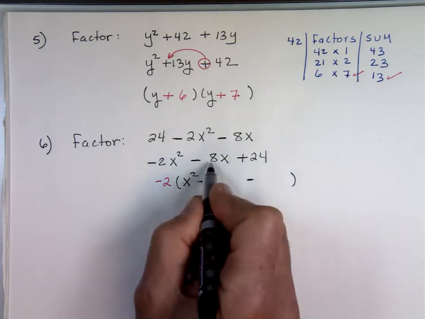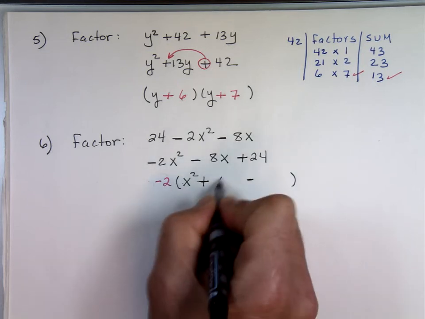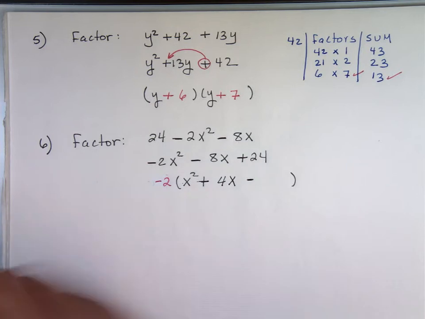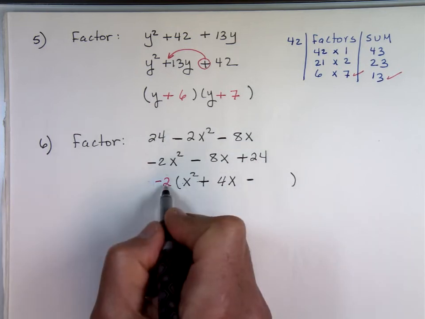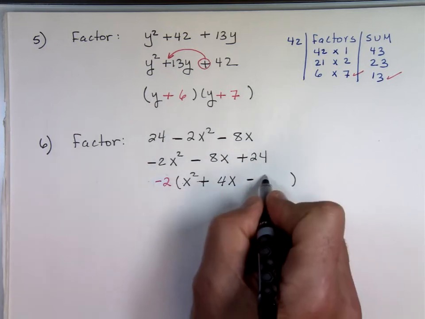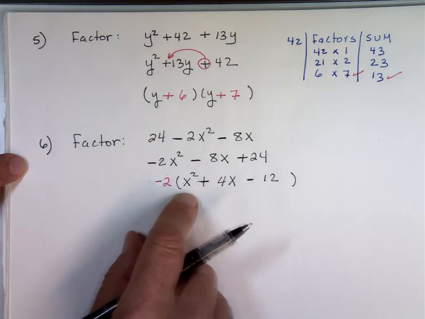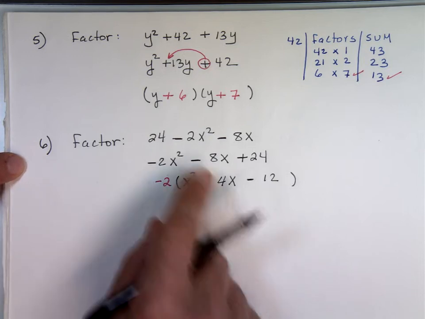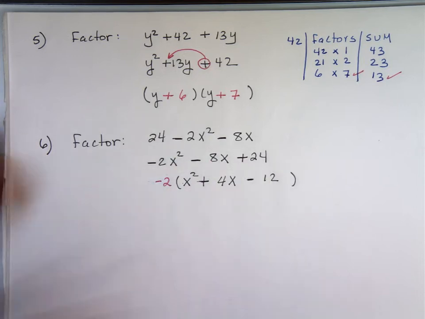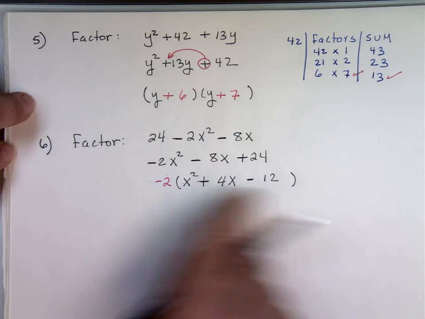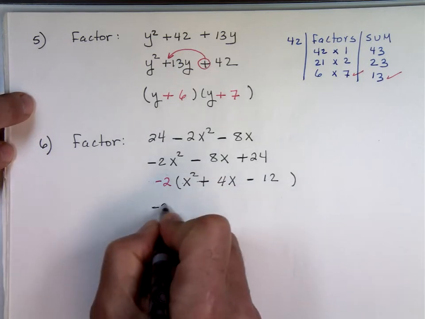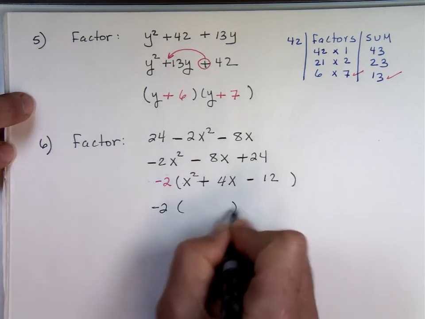So what's 8 divided by 2? That's 4x. What's 24 divided by 2? That's what? 12. So it's negative 2 times x squared plus 4x minus 12. Again, if you distribute that, that's negative 2x squared minus 8x positive 24. Now, can I factor the inside of that? The leading coefficient is still 1. So if it's going to be factored, it's going to be x and x.